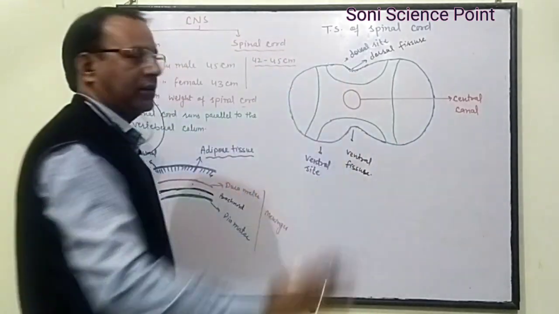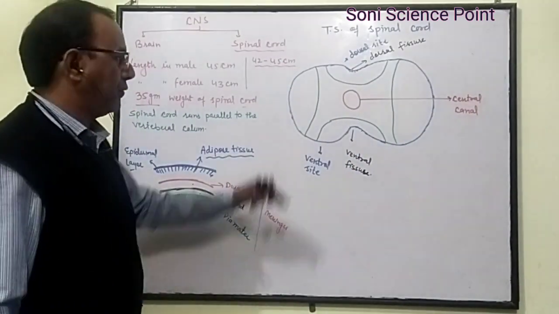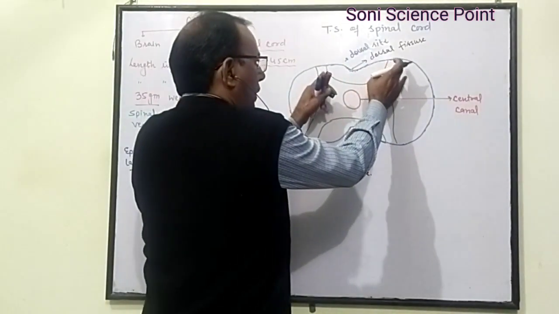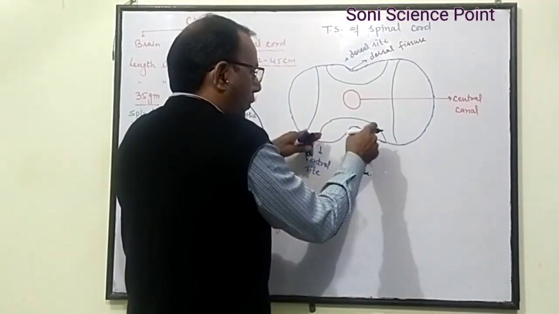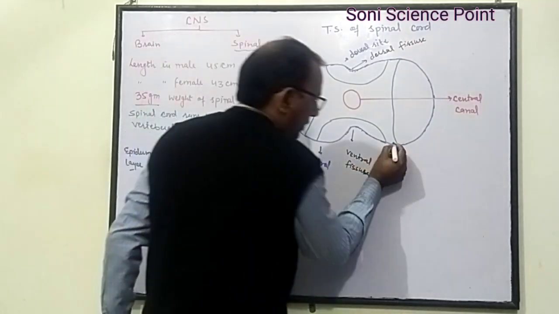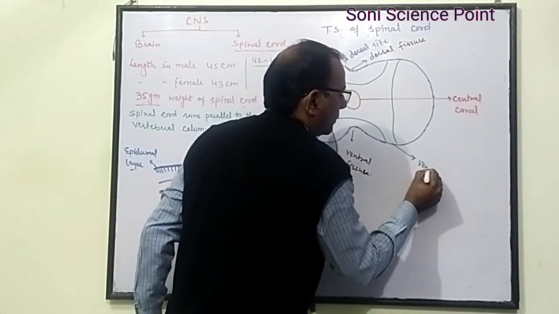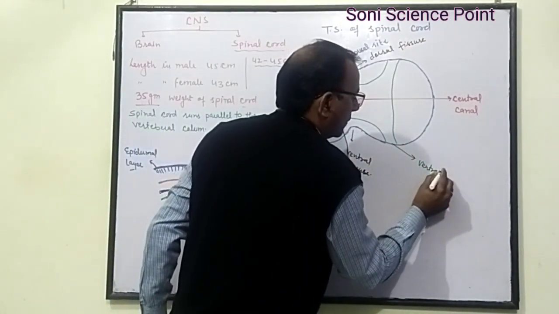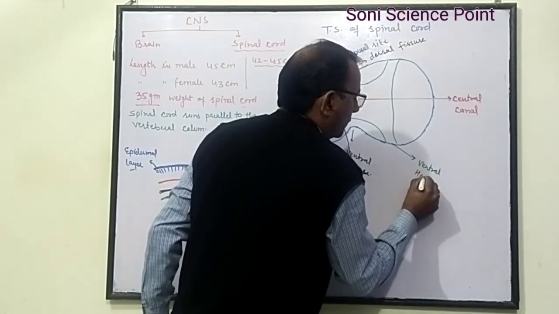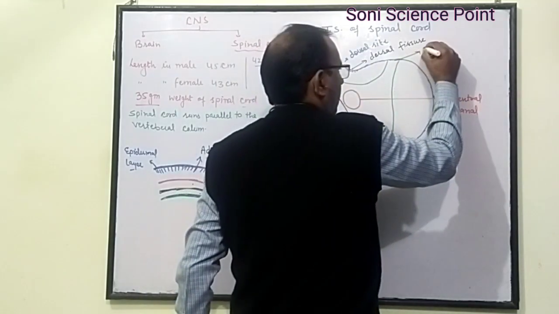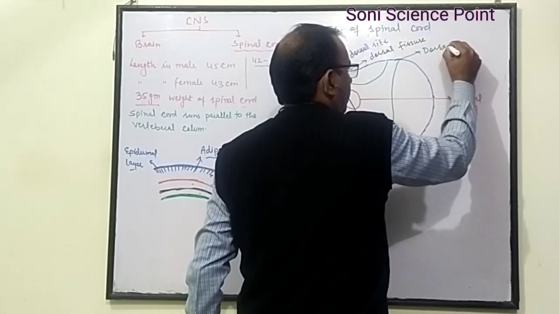This is an H-shaped structure which forms two types of horns, horn-like structures. One pair is toward the dorsal side and the other pair is toward the ventral side. This is called the ventral horn. And this one is the dorsal horn.